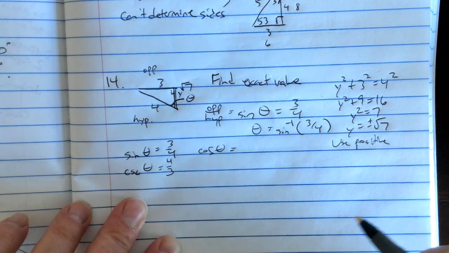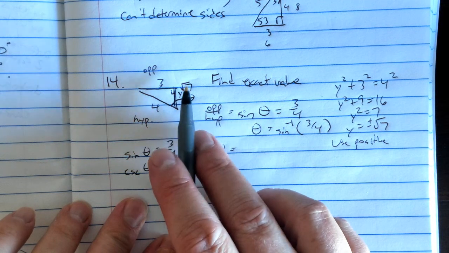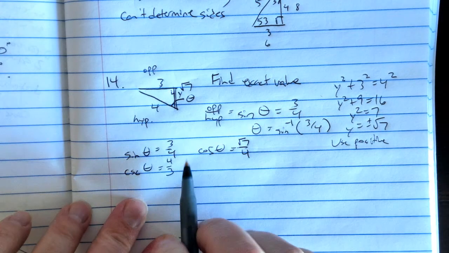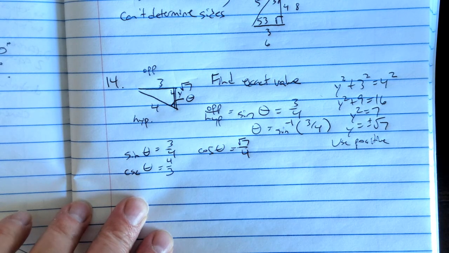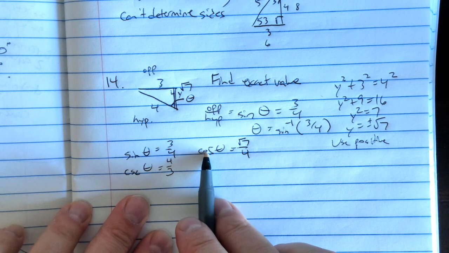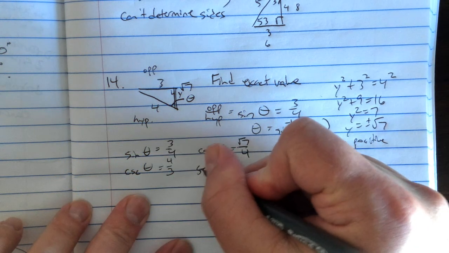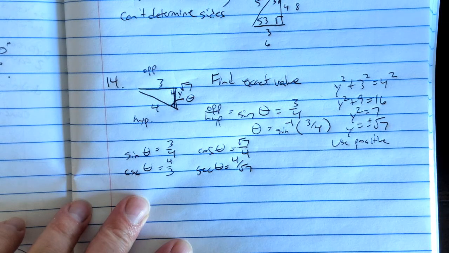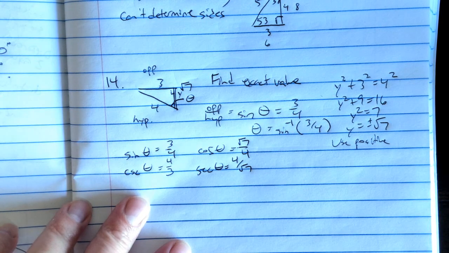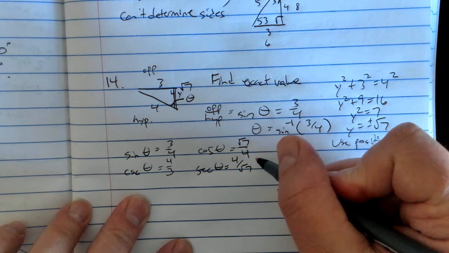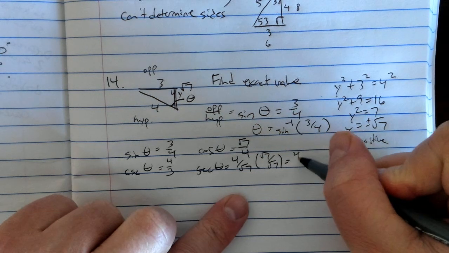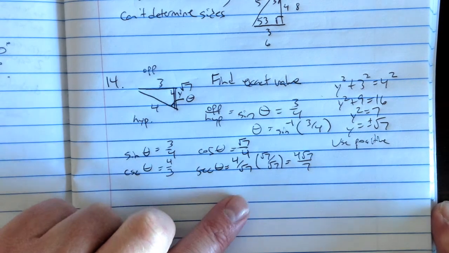So because of that, we need to do square root of 7 over 4, because this is the adjacent over the hypotenuse. And then the reciprocal of cosine is secant. So we have secant theta is 4 over square root of 7. And what they want you to do is rationalize this. And so you get 4 square root of 7 over 7.